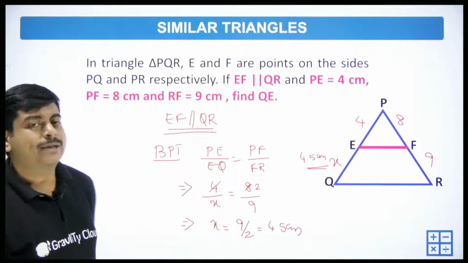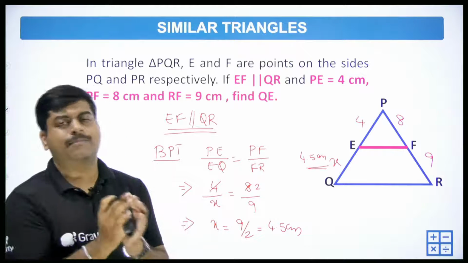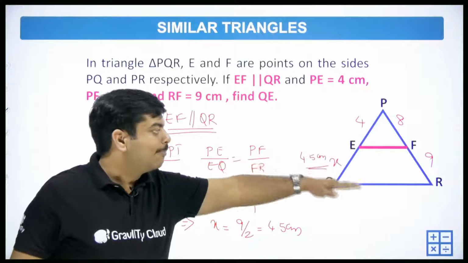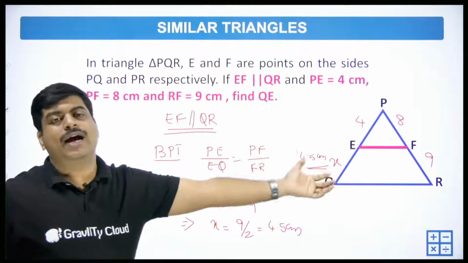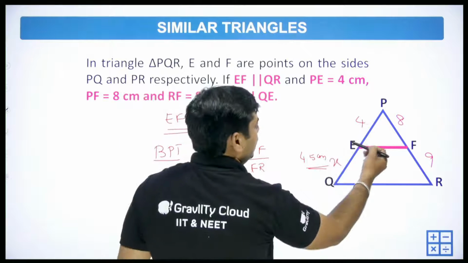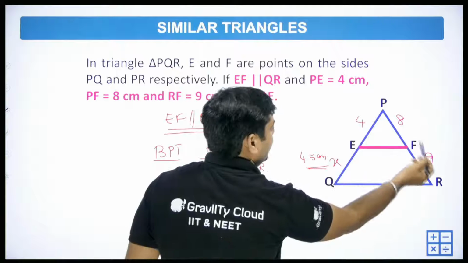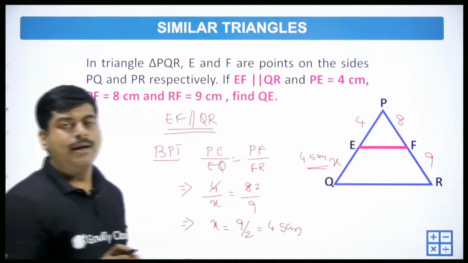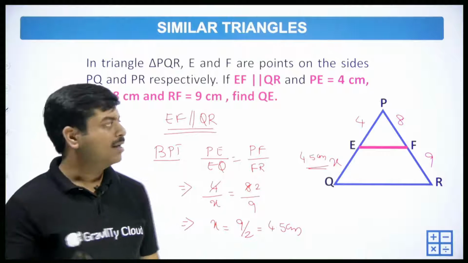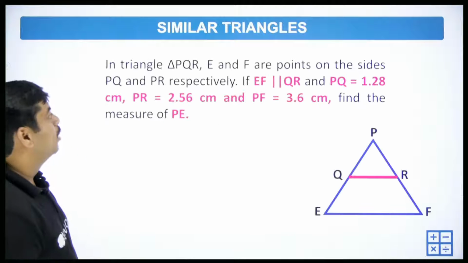So how to get this one? Using the basic proportionality theorem. The basic proportionality theorem states that if a line is drawn parallel to the third side, then it divides the other two sides in equal ratios. That means PE by EQ is equal to PF by FR. A straightforward question, a straightforward theorem, no more complications in that, right? Let's try to discuss one more application.